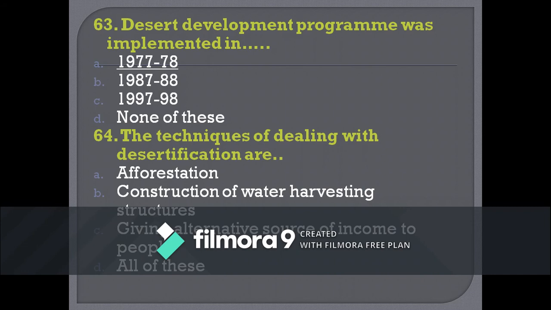The next question is, the techniques of dealing with desertification are. So what are the techniques to deal with desertification? They are given below in 4 options: afforestation, construction of water harvesting structures, giving alternative source of income to people, all of these. So all of these will be the right answer, because afforestation means growing new forest area in barren open land, and construction of the means of water harvesting, whether you are harvesting the rainwater or desalinating the seawater and converting it into fresh water. All these plants have to be fitted, and a large area of land in deserts can be converted into forest by importing the topsoil and then growing trees over there. All these activities involve the people, and people also get an alternate source of income. So that's why all of these.